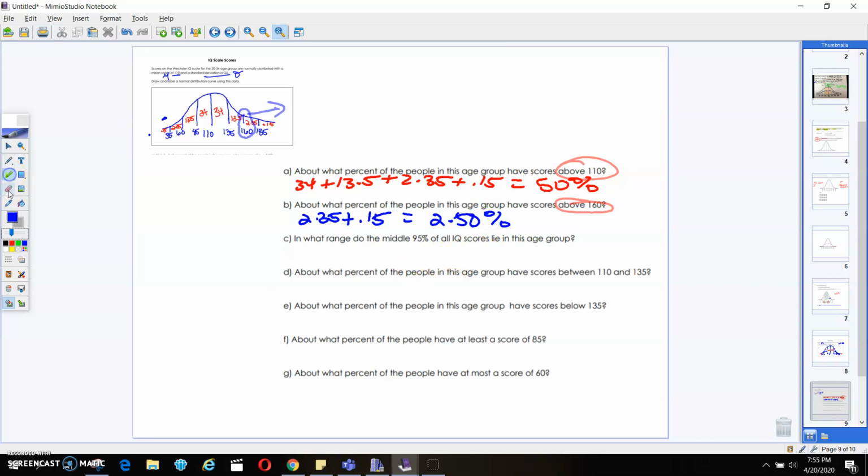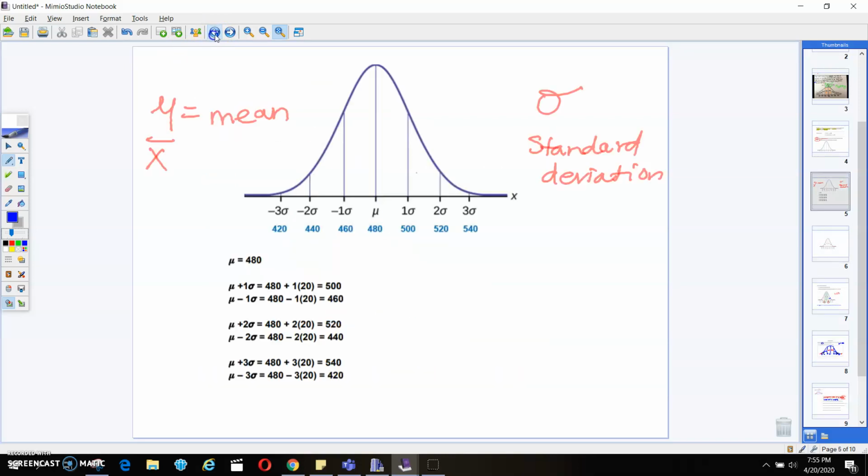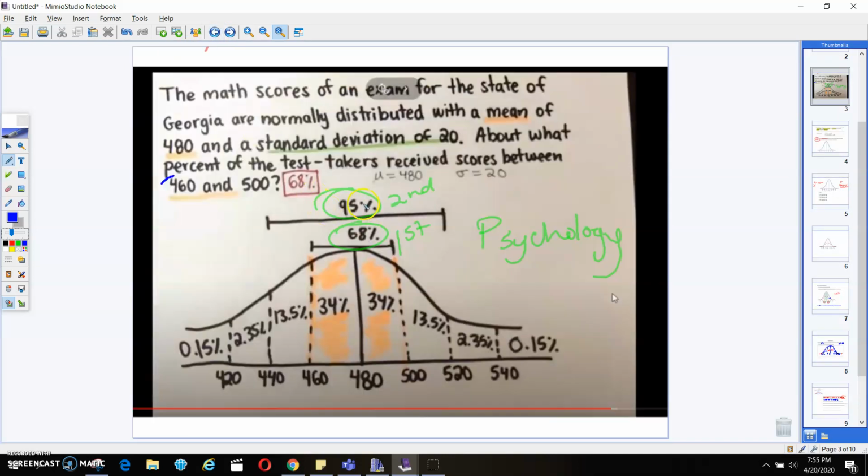On part C, it asks, in what range do the middle 95% of all IQ scores lie in this age group? Okay, so let's think about this really quick. So when they're talking about middle 95%, they're referring to this right here. Well, that's 2 standard deviations over from the mean.